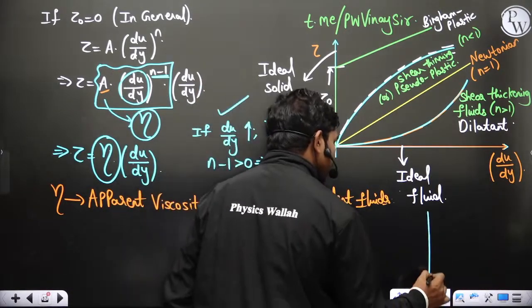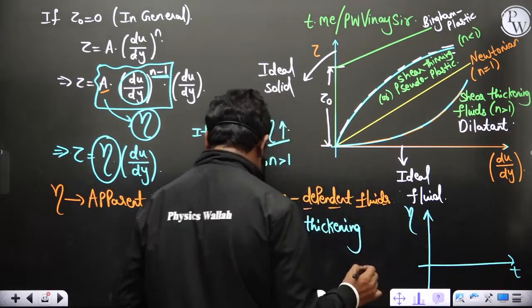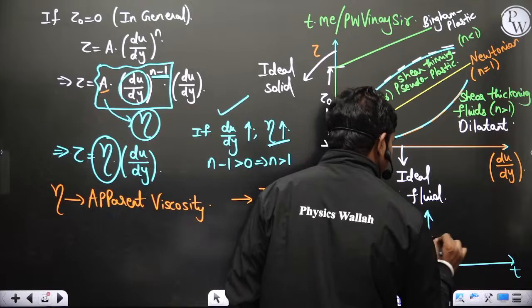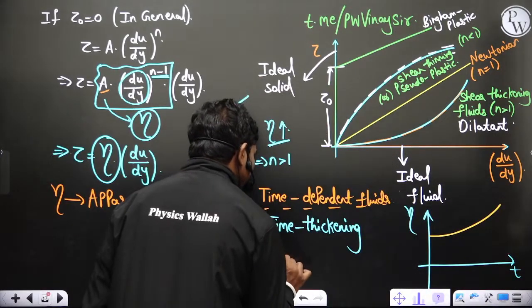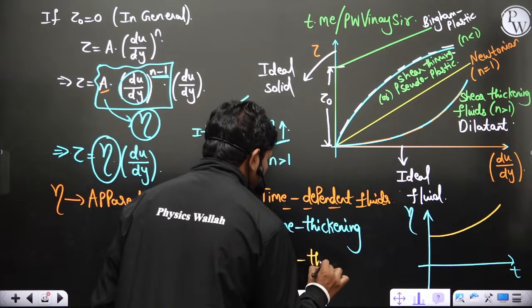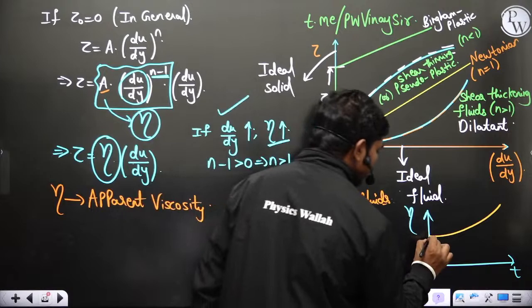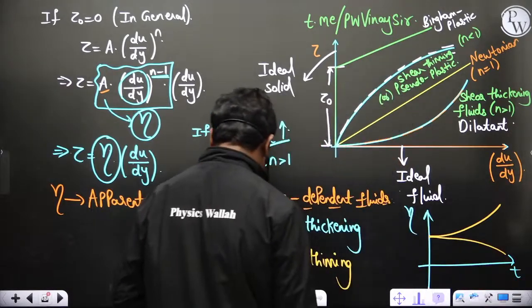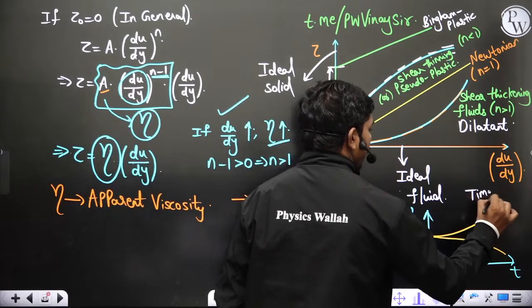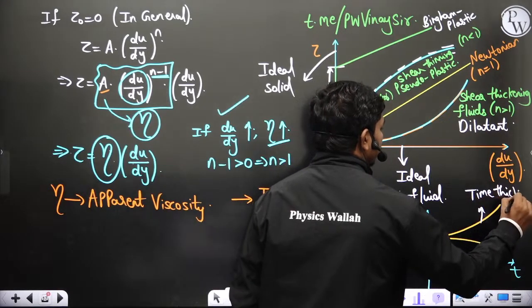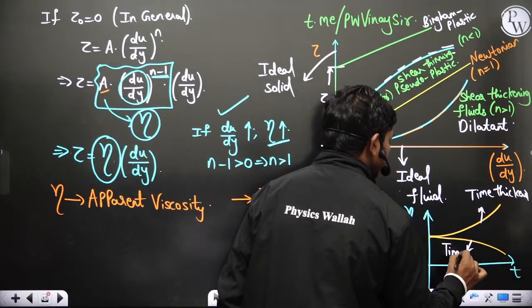For example, if this is time and this is apparent viscosity, then clearly you can see they actually increase in slope with time. And obviously the second class will be time thinning. Time thinning, with respect to time these actually decrease in slope, so these are called time thickening and time thinning. Time thickening and time thinning fluids.